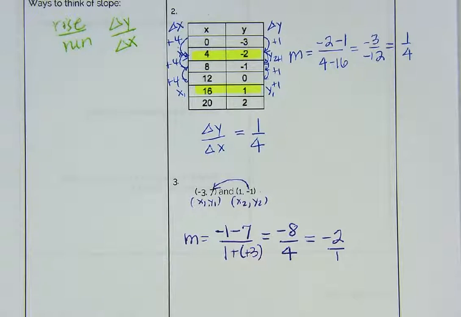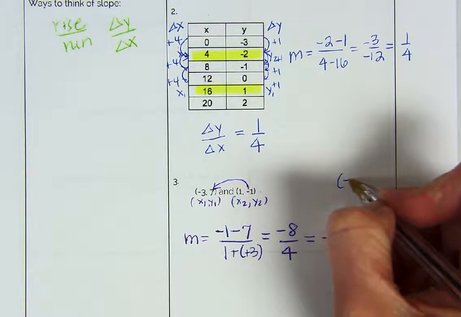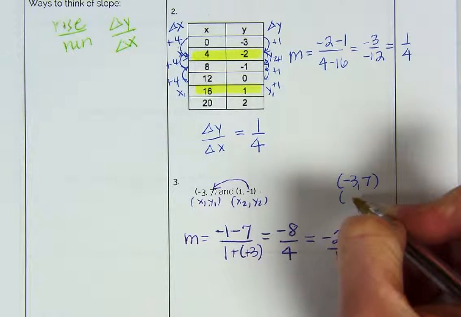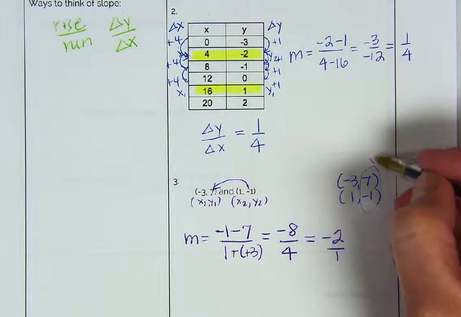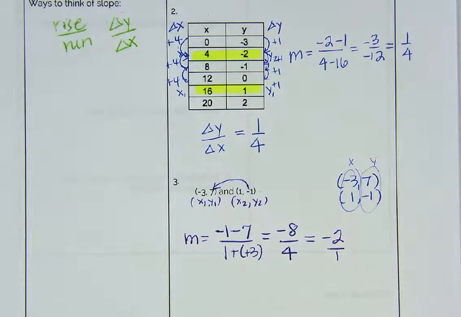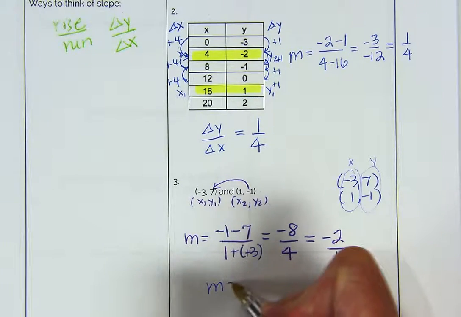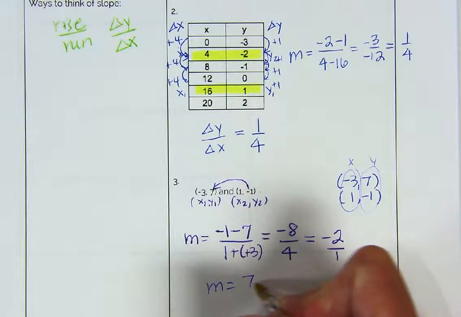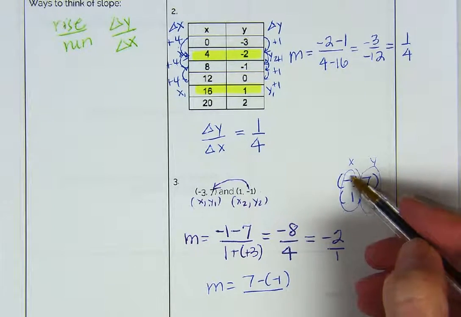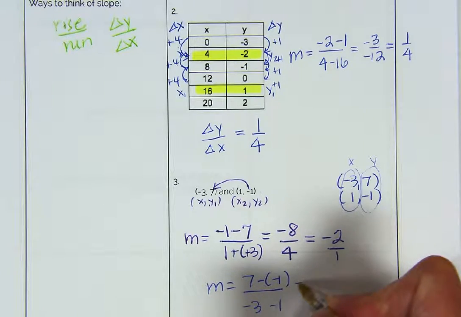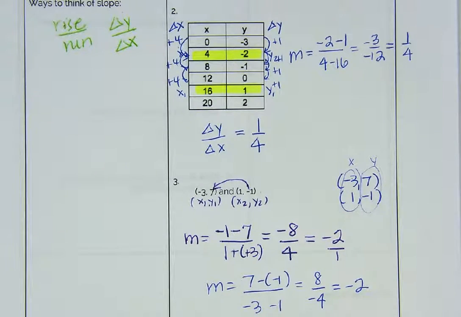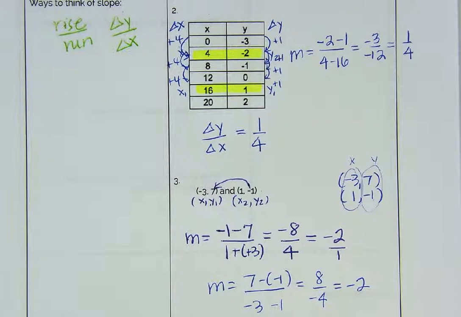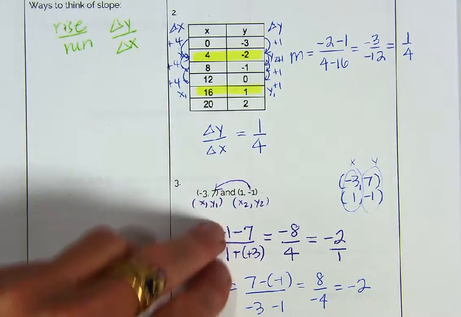Now, a little trick that I do sometimes when I have ordered pairs is I like to line them up right on top of each other, so my y values are lined up and my x values are lined up. And so if you had seen the slope formula this way, 7 minus a -1 divided by -3 minus 1, you would have gotten 8 divided by -4, and we're going to get the same slope. So it really doesn't matter. I kind of like lining up the x and y coordinates. I find that pretty helpful.